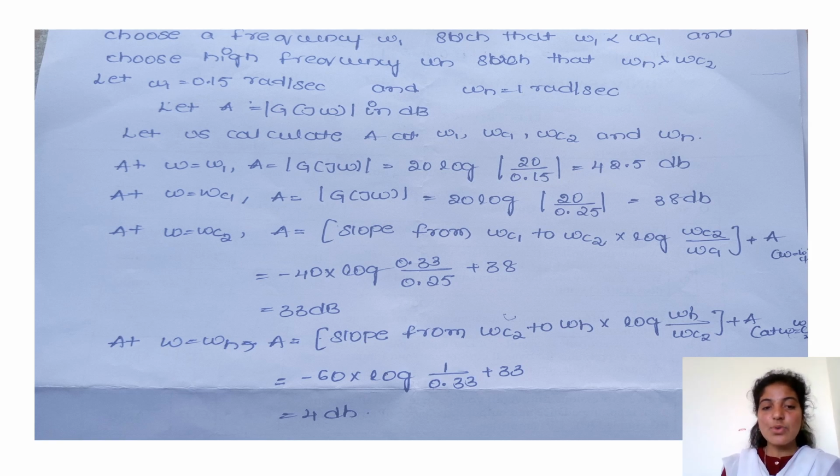Here also, where omega is equal to the high frequency, the slope changes: A is equal to the slope from the second corner frequency to the higher frequency into log of the high frequency by the second corner frequency, plus A at the second corner frequency. That is equal to minus 60 into log of 1 by 0.33 plus 33, and we get 4 decibels.